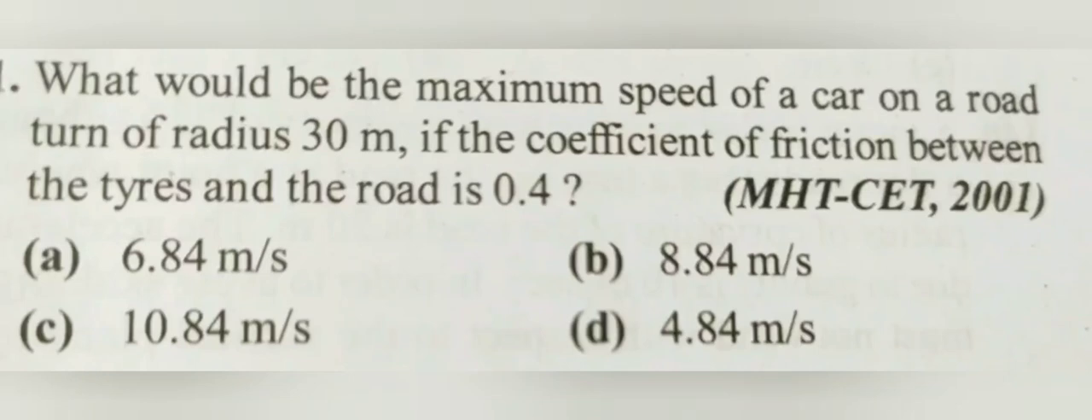Next problem: what would be the maximum speed of a car on a road turn of radius 30 meter if the coefficient of friction between the tires and the road is 0.4? Here we have to find the velocity. The formula for velocity is v is equal to root of mu r g. Now we put in the values: mu, the coefficient of friction, is 0.4; r, the radius, is 30 meter; and g is 9.8.